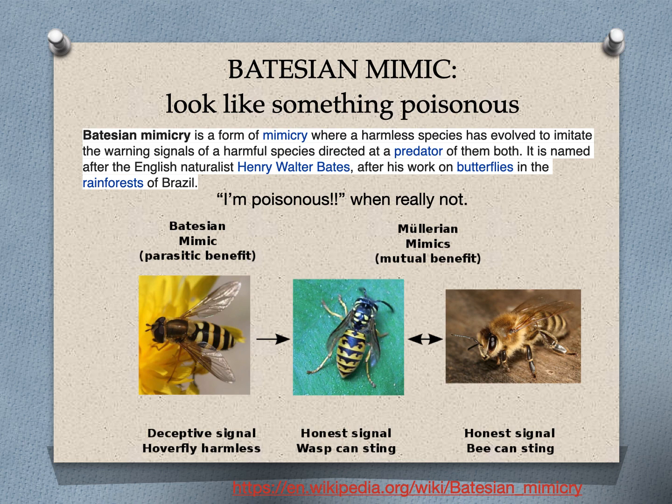Again, Batesian mimics look like something poisonous, so here are Müllerian mimics on the right, a bee and a wasp. Those can both sting, and then there is a hoverfly, which has incorporated the yellow and black, and people tend to leave it alone, although it is clearly a fly, and it doesn't have any venom.